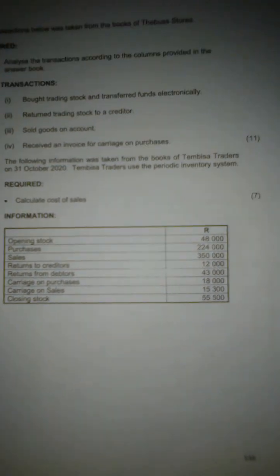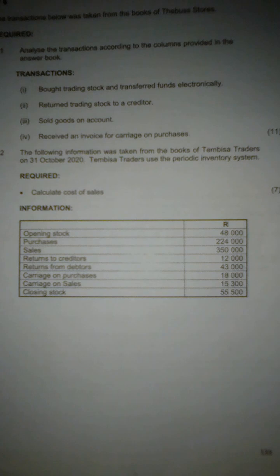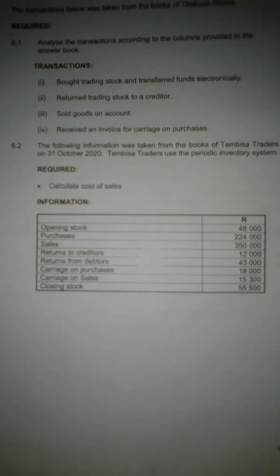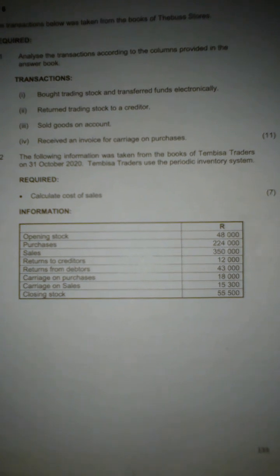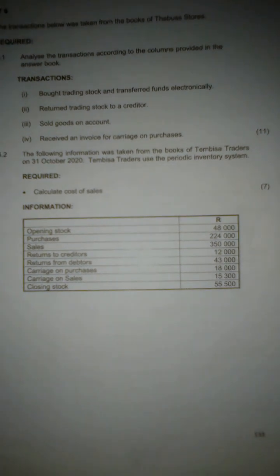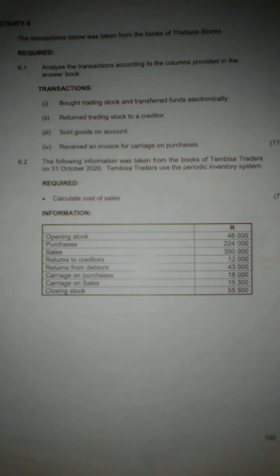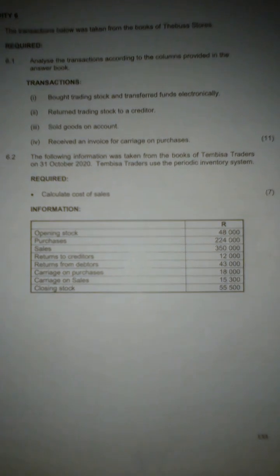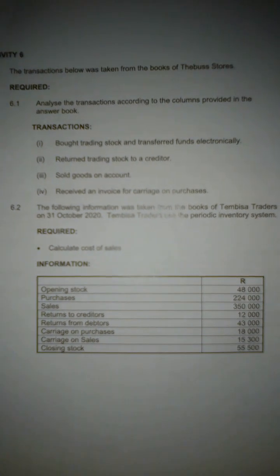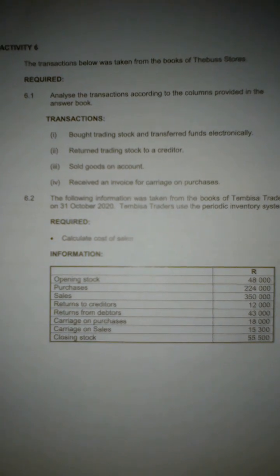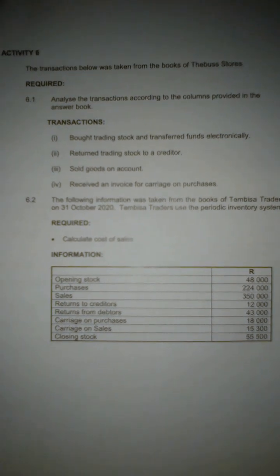Let's move on to number 2. Let's go back to the question paper. Return trading stock to a creditor. Whenever we return stock to a creditor or to a supplier, we call those creditors allowances. After this transaction took place, we need to identify the two accounts that are supposed to be affected under periodic and also under perpetual inventory system. We'll start with the perpetual inventory system.